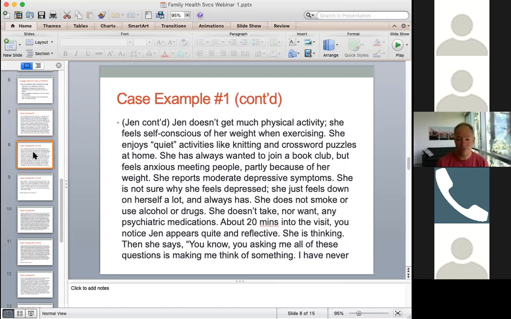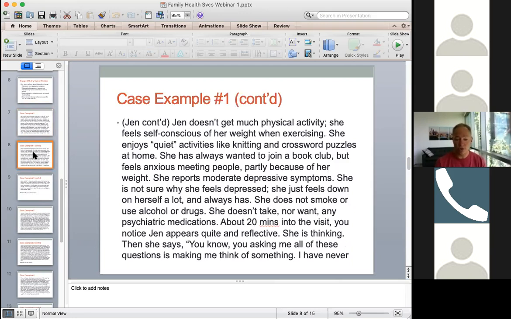Jen doesn't get much physical activity. She feels self-conscious of her weight when exercising. She enjoys quiet activities like knitting and crossword puzzles at home. She's always wanted to join a book club, but feels anxious meeting people, partly because of her weight. She reports moderate depressive symptoms. She's not sure why she feels depressed. She just feels down on herself a lot and always has.